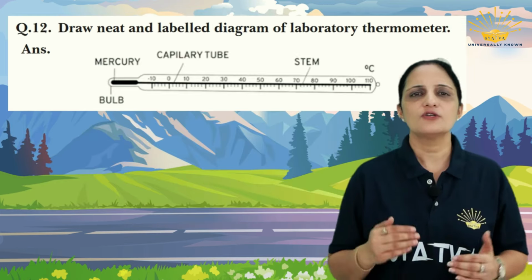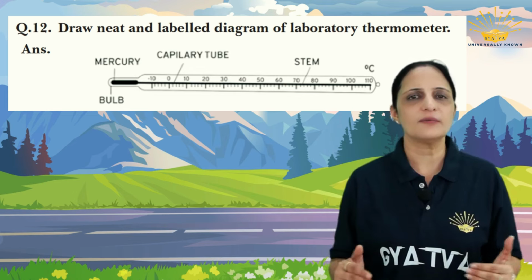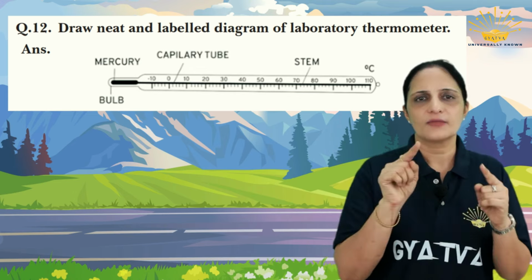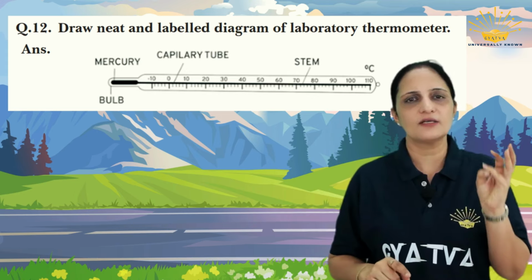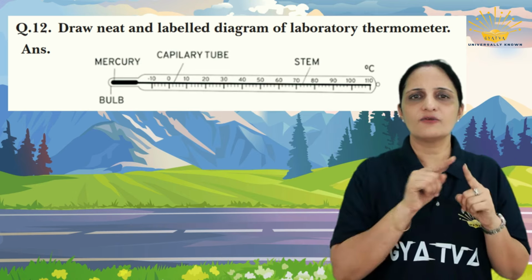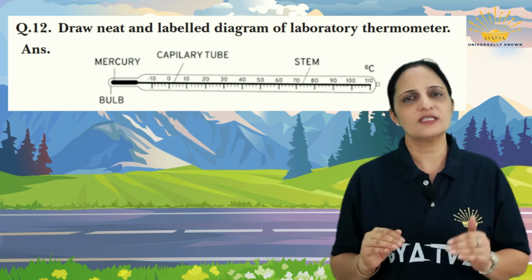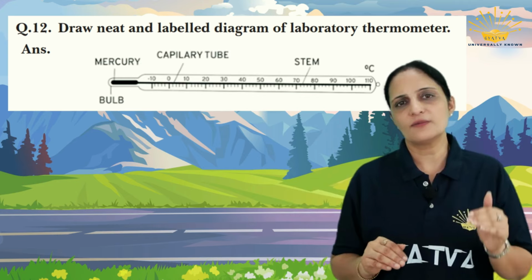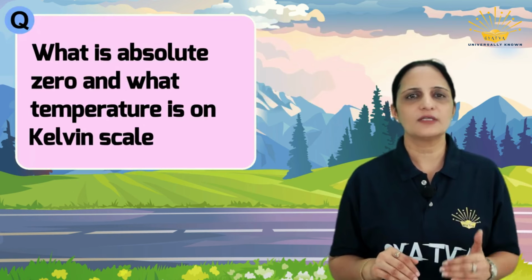Question number 12. Draw a neat and well labeled diagram of laboratory thermometer. So again, you draw as it is shown in the figure. You have to label mercury, you have to label bulb, you have to label the capillary tube along with the stem. For this diagram you can refer to the summary of the chapter also, where we have already shown the diagram.